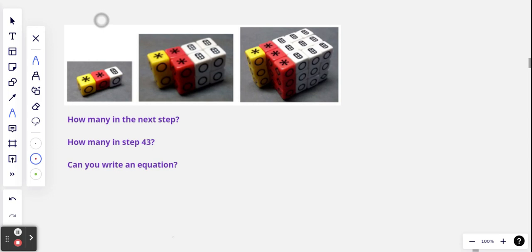Here's our pattern today. Here's step 1, here's step 2, here's step 3, and your challenge is to determine how many dice are going to be in step 4. If you can do that, can you determine the number of dice in step 43? And can you write an equation that could be used to determine the number of dice in any step at all? That's the challenge. If you'd like to accept it, pause the video, see how far you can get.